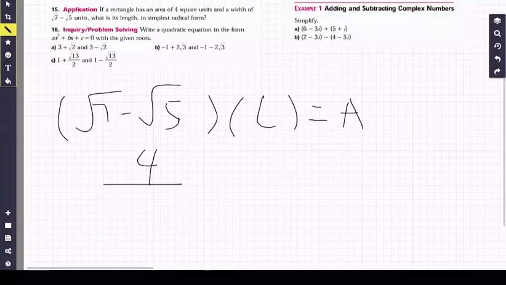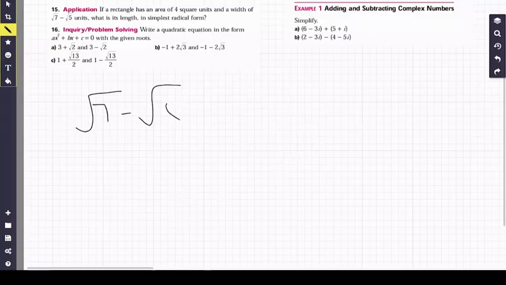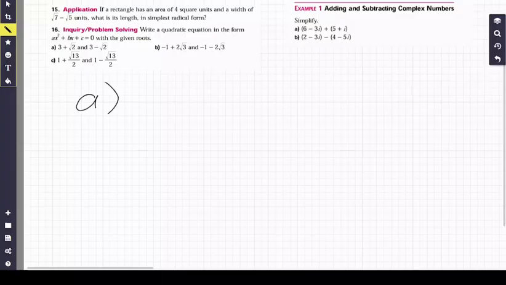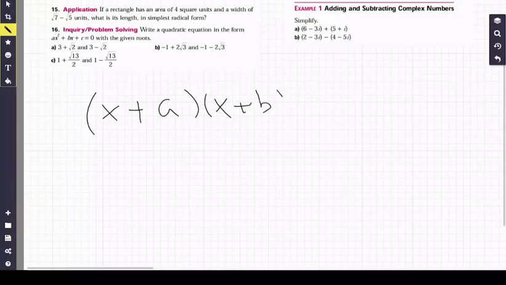Now let's look at question number 16. Write a quadratic equation in the form of this. I'm only going to do question A because the rest is basically the same thing. So these are the roots. And remember, what are the roots? Roots are the x values, the x-intercepts. When you have a factored form, x plus a, x plus b, then x is equal to negative a and negative b. So in this case, all we have to do is fill it in.